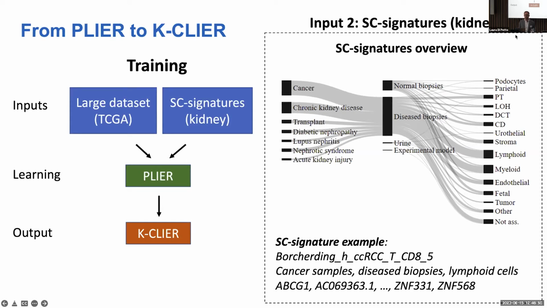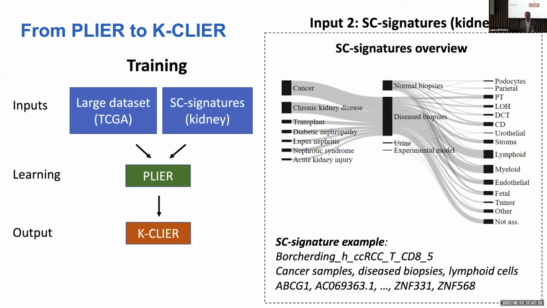And these were retrieved in most cases from disease biopsies. Here, the height of these bars is proportional to the number of signatures that they contain, where disease biopsies means either cancer or chronic kidney disease or even diabetic nephropathy. But we also had some biopsies coming from normal samples, and it is worth mentioning that we also had some signatures describing some urine samples. In terms of cells, we have a high presence of lymphoid and myeloid cells, but also proximal tubules, tumor cells, and a lot of groups more that we will use also in the rest of the presentation.